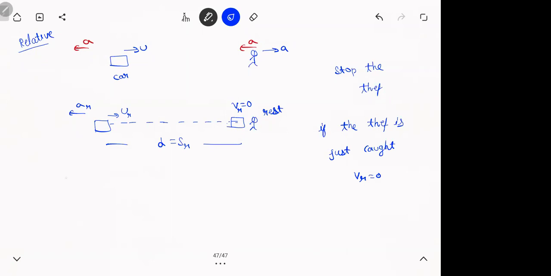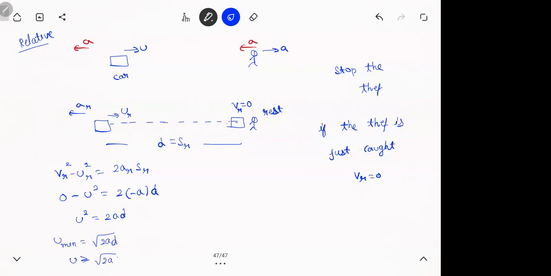Now, V relative square minus U relative square is 2 A relative S relative. 0 minus U square is 2 into minus A into D. You get U square is 2AD. This is minimum. So U minimum is root 2AD, meaning U can be greater than or equal to root 2AD, because that's the minimum value. Done. So you got it so fast.